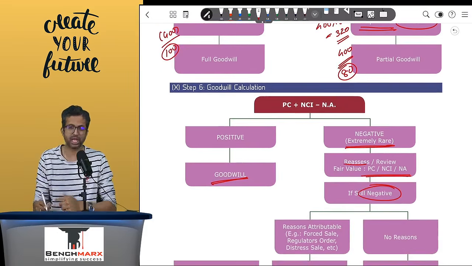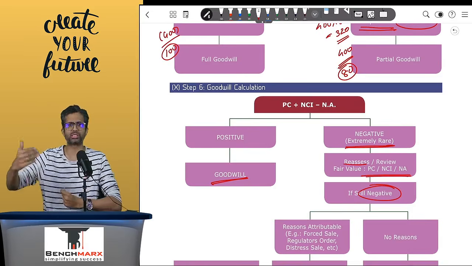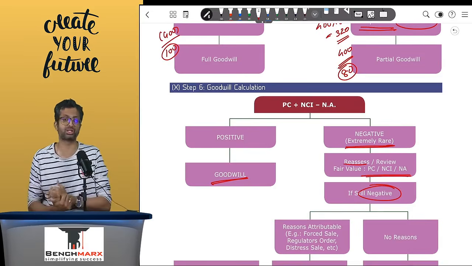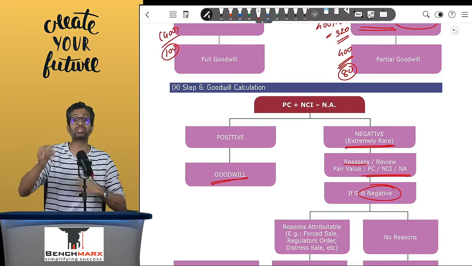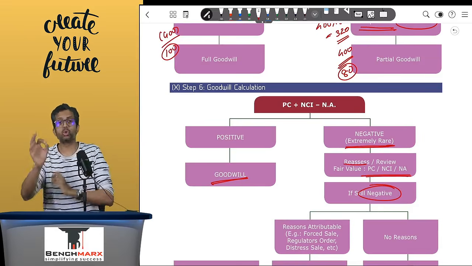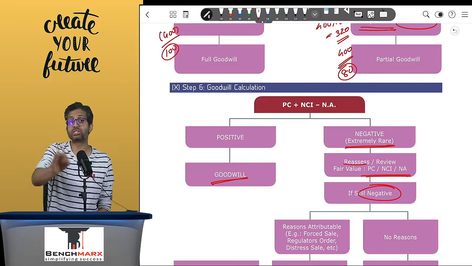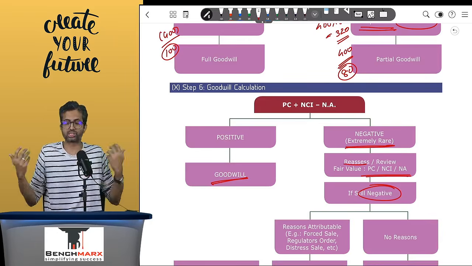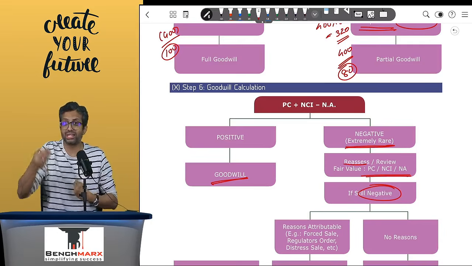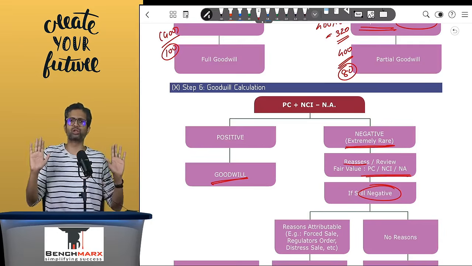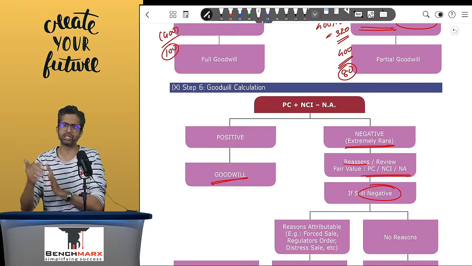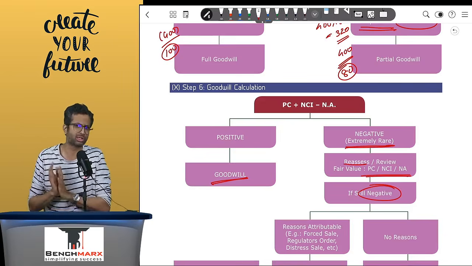And if it is still negative, then what do you show this? Well, people say capital reserve. Well, in general, yes, you show it as capital reserve. But why capital reserve? Because it is a profit on purchase. This is the only place in your entire syllabus where you record a profit on purchase. Everywhere else, a profit is recorded on sale. Over here, it's such a special item that on purchasing, you're recording a profit. And hence, this is special in nature. And hence, AS, IND AS, both of them require you to take it into the capital reserve in general.